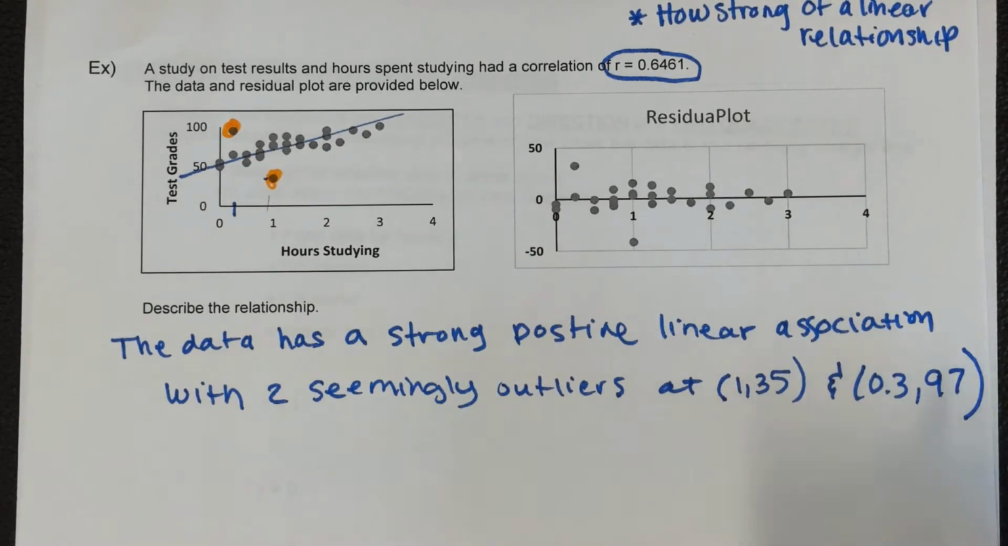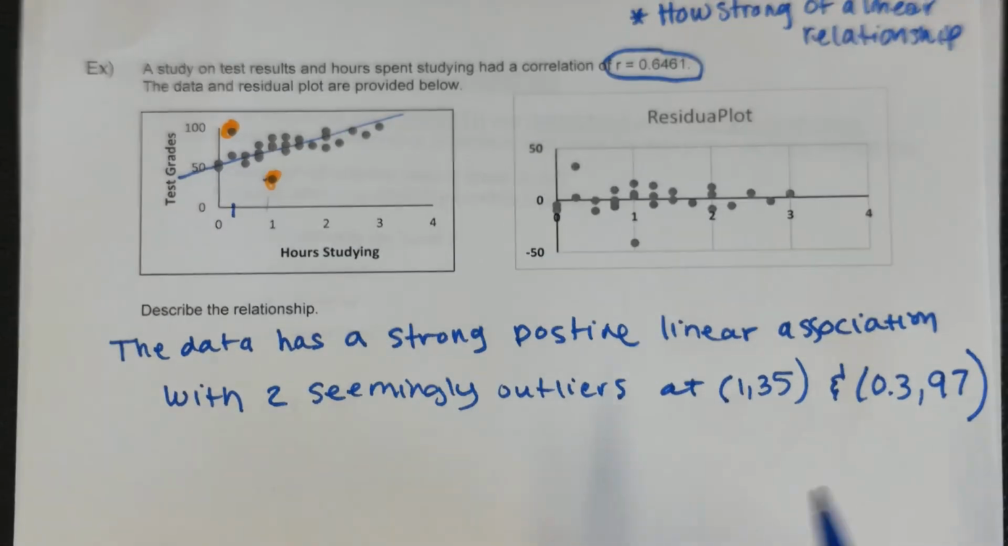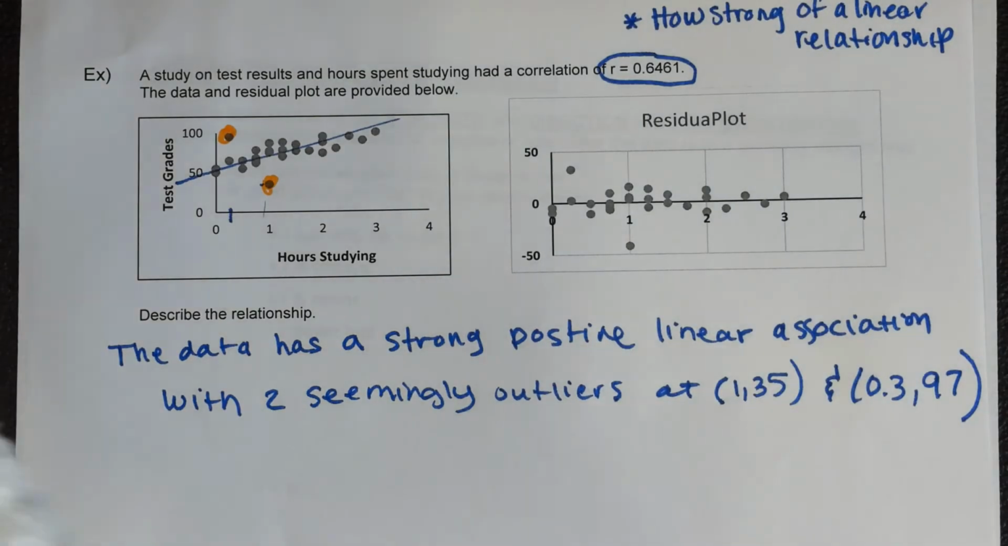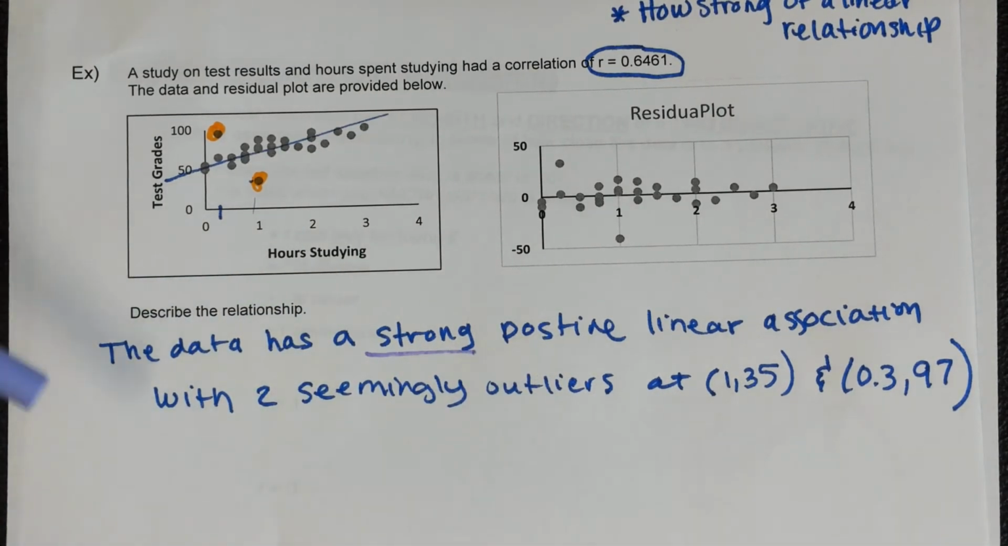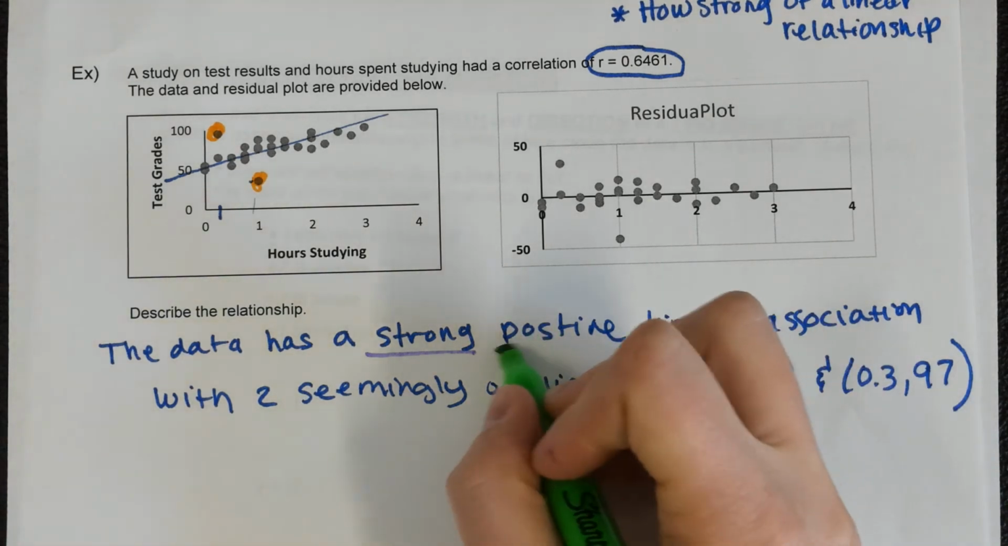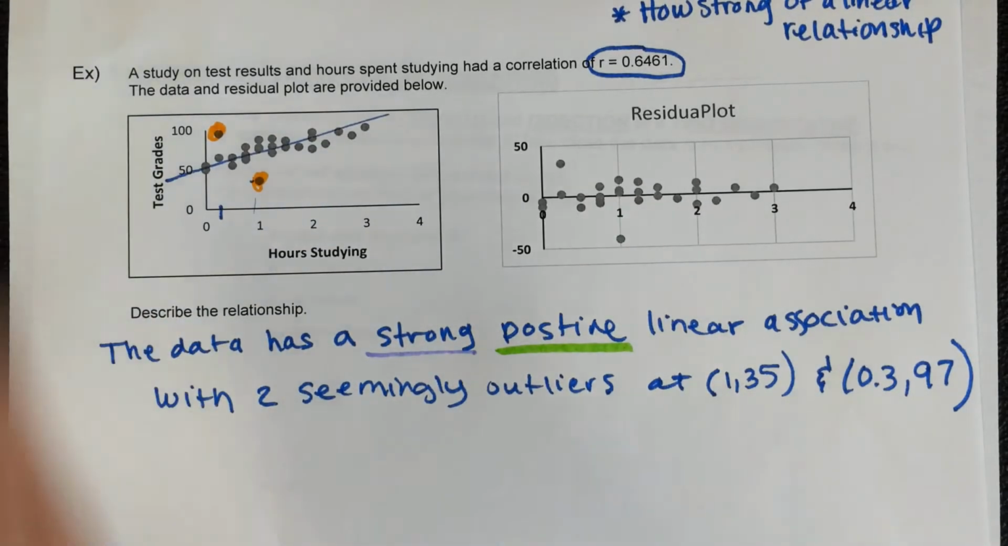Okay, and then I'm still not done, because right now I've done 3 things really good. I have said we have a strong, that's one thing. The next thing we needed to say was direction. We needed to say form.